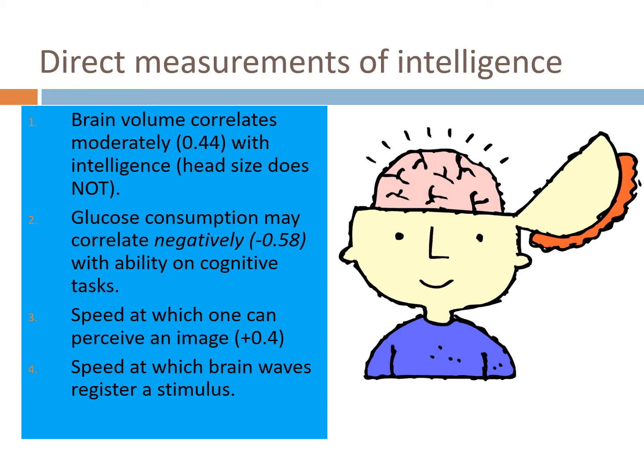But really, these aren't actual measures of intelligence, right? If we look at number one, brain volume, that's simply a correlation, noting that people who generally have a higher brain volume tend to do better on test scores. Glucose consumption, that's another correlation, right? And we all know from basic statistics that just because we have a correlation of two factors does not mean that one factor necessarily caused the other to occur.